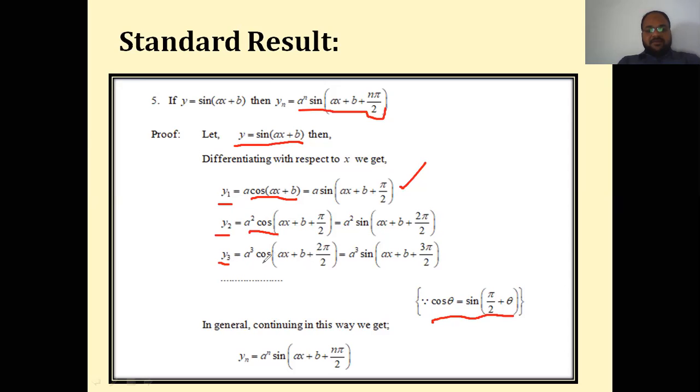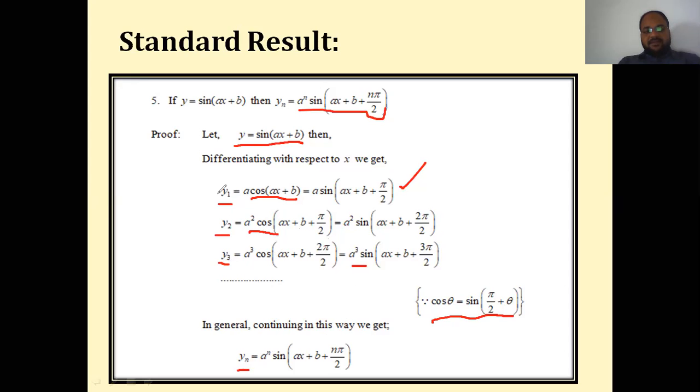But when you convert this cosine in terms of sine, the angle becomes an addition of pi by 2, which means you get a cube sine of ax plus b plus 3 pi by 2. So if you observe the pattern, similarly we get the nth derivative. Nth derivative means here we get a raised to power n, because you have to find another derivative.